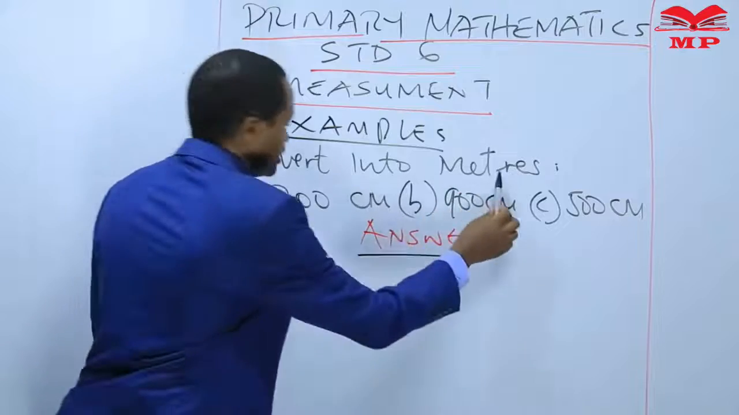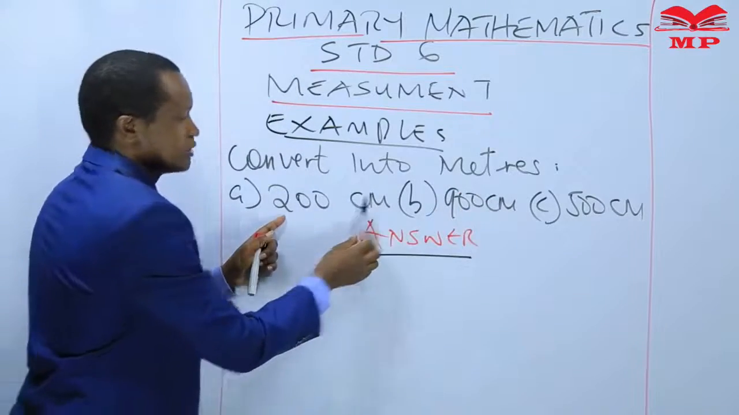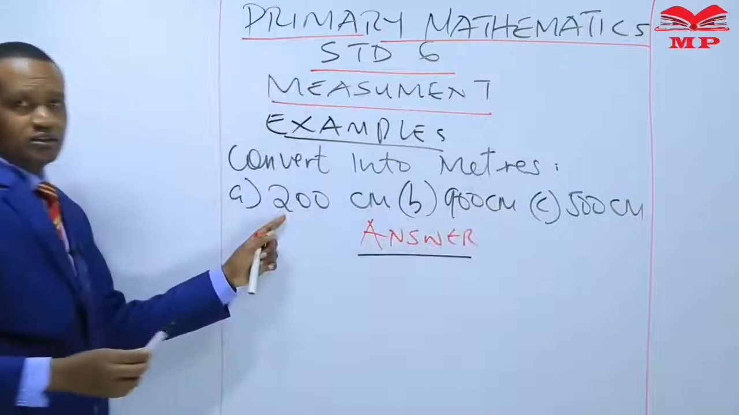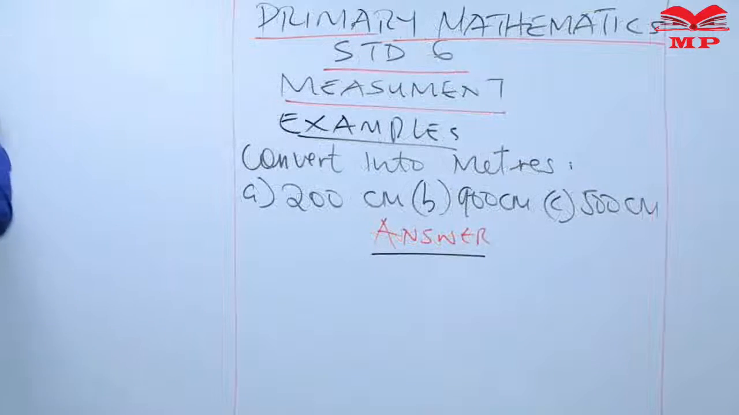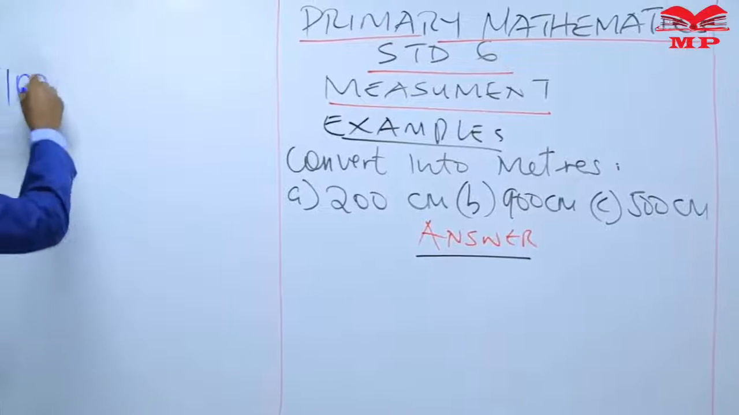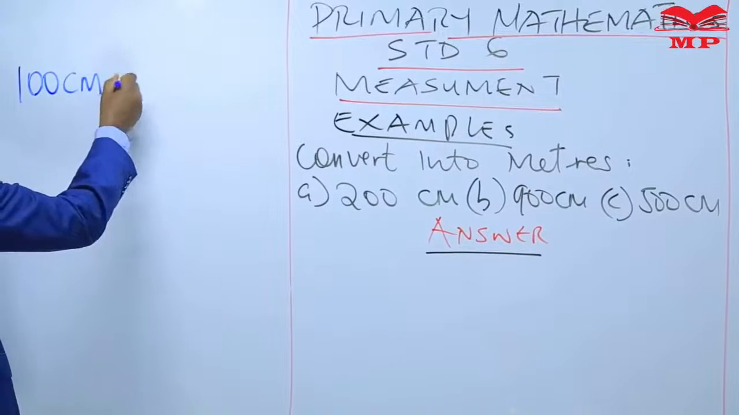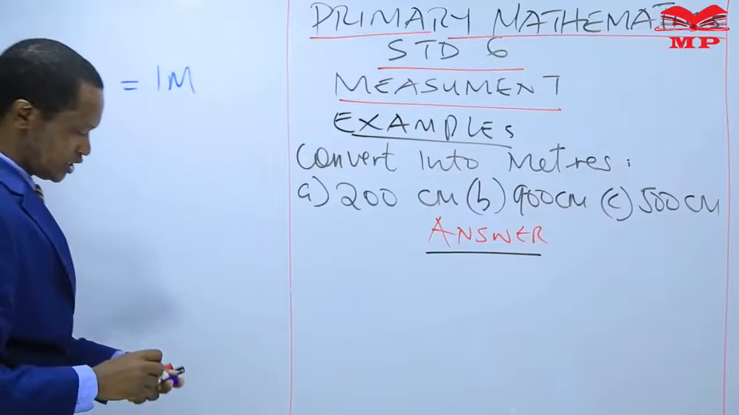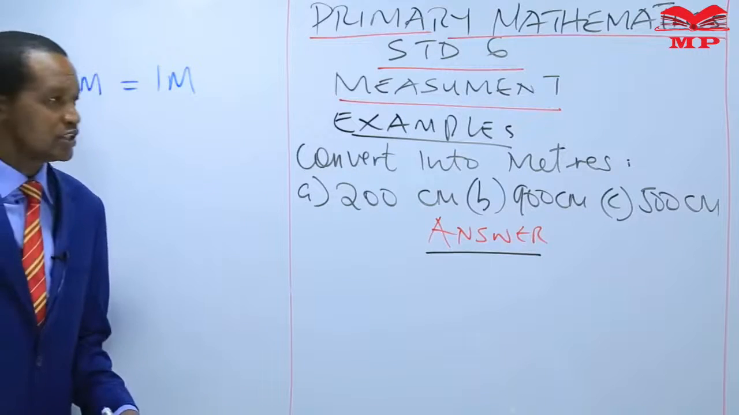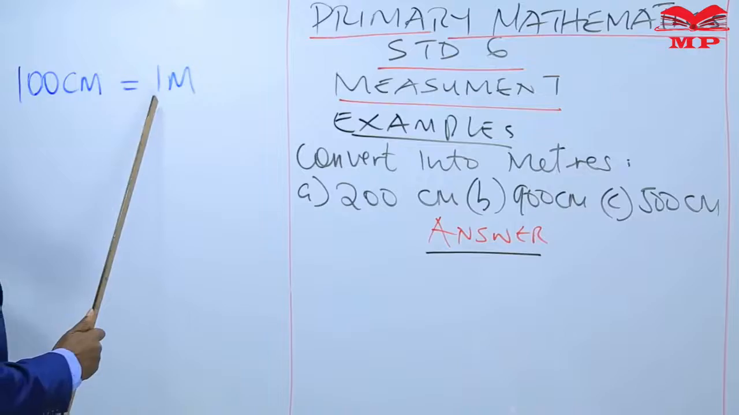Centimeters to meters. 200 centimeters to meters. You will recall, learners, that 100 centimeters is equal to 1 meter. That's what we learned.